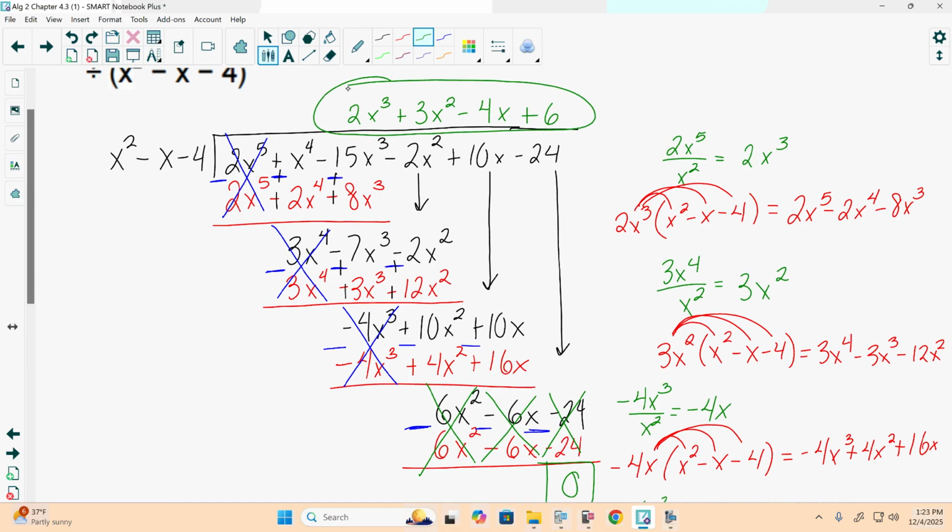Which means it divides evenly. If there is no remainder, I'm not going to put plus 0 over x squared minus x minus 4. That's just a 0. Questions? We feel good with this here.